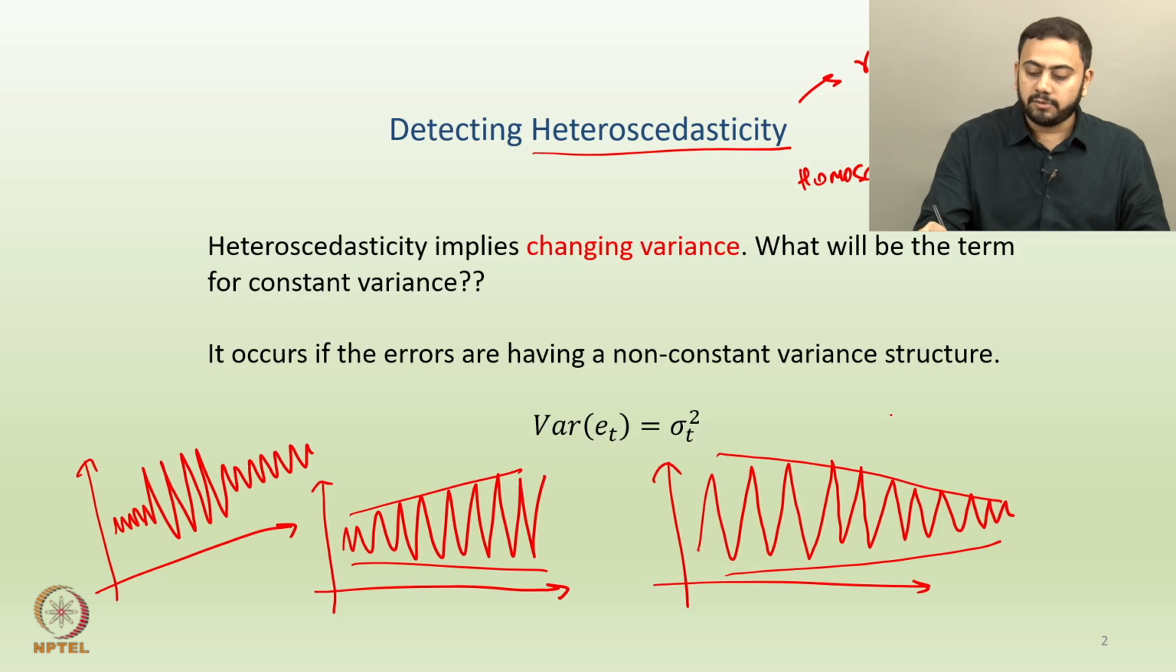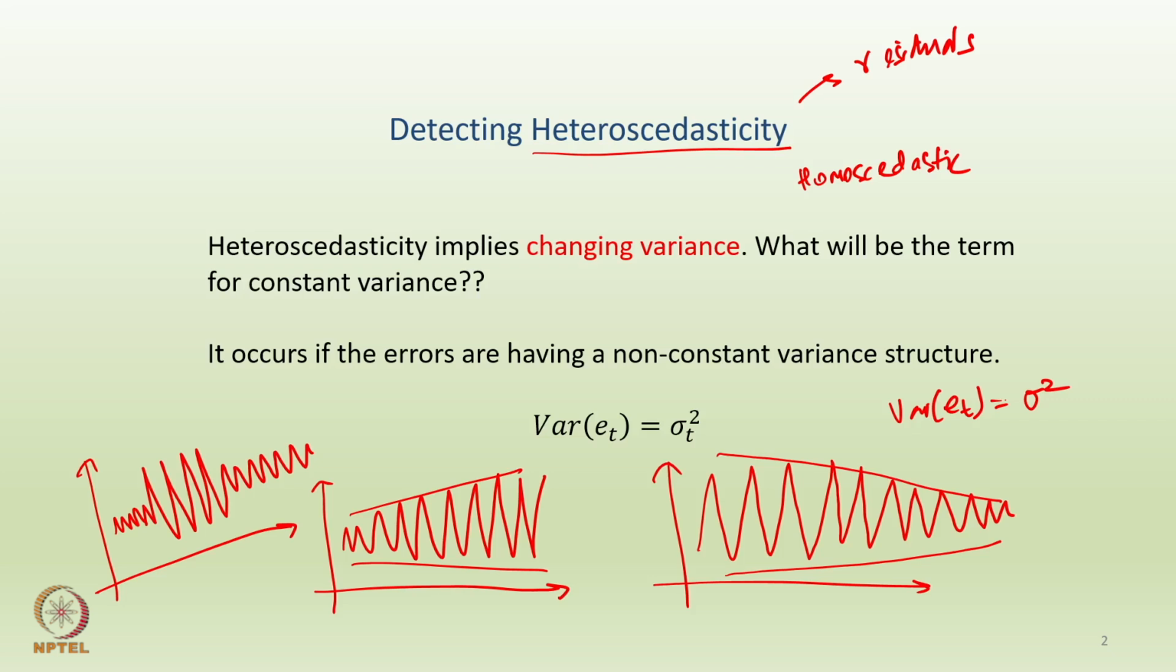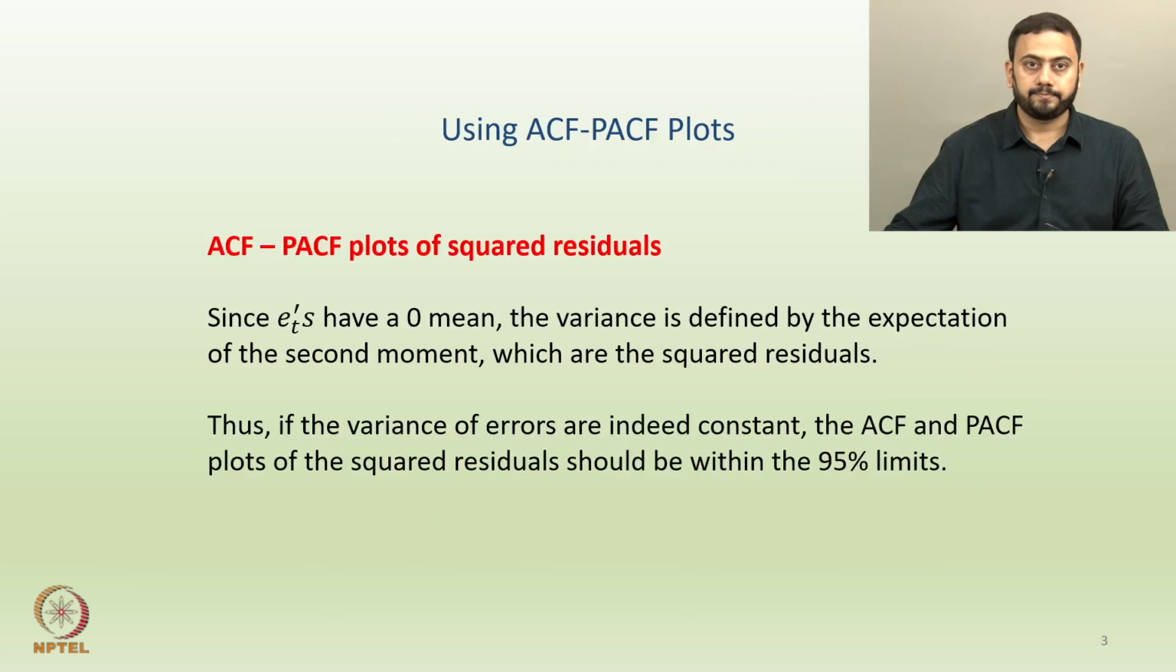Otherwise, if you simply write variance of Et to be some constant, let's say sigma square, then since sigma square does not depend on t, we say that the variance is constant. All right. So hopefully the idea of changing variance is clear, and the idea as to why it is a problem is clear. Now how do you deal with it, or for that matter how do you detect it?